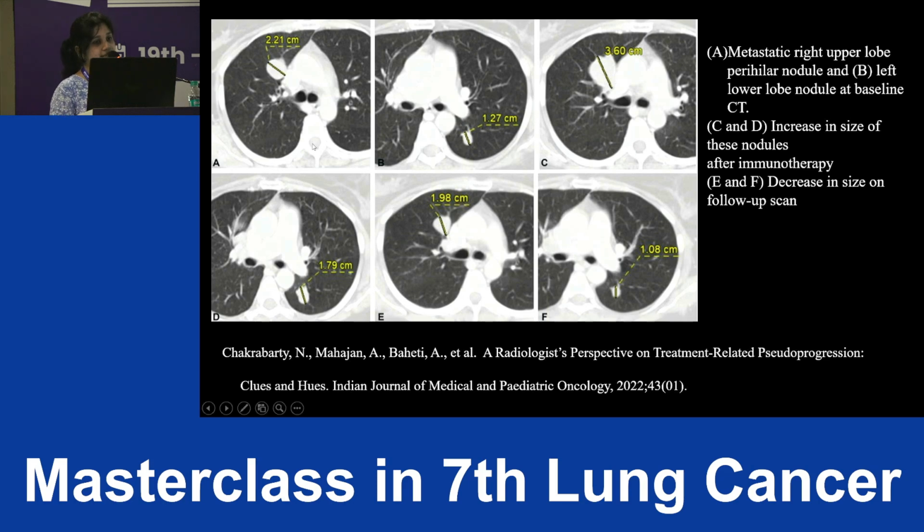So this is an example of a pseudoprogression. These two are baseline. You can see in the right upper lobe and left lower lobe, there's a lesion which has significantly increased on the follow-up scan after nivolumab therapy. So an unconfirmed immune progressive disease was given at this stage. On a further follow-up, this goes back to being similar to the baseline study. So this was basically a stable disease and not a progressive disease. So this is a case of pseudoprogression.